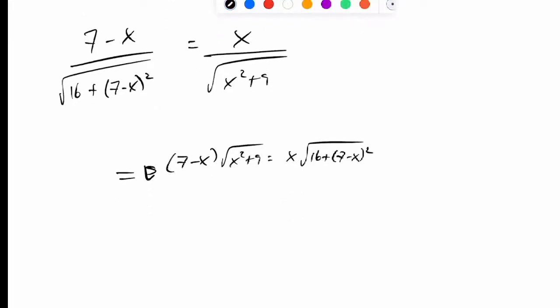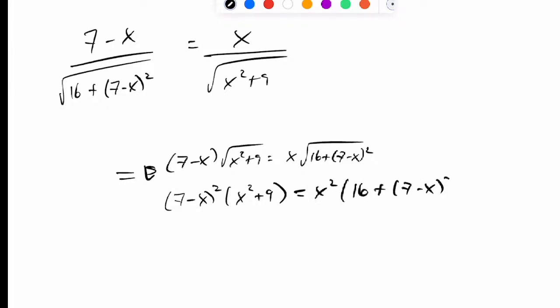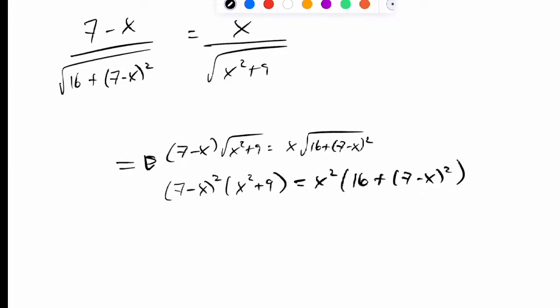So I guess we're going to have to square this thing. What is this? 7 minus x squared plus 9 equals x squared times 16 plus 7 minus x squared. And then you would continue to solve this one. Don't know how bad it is to solve here. Oh, actually, the math comes out kind of nice.